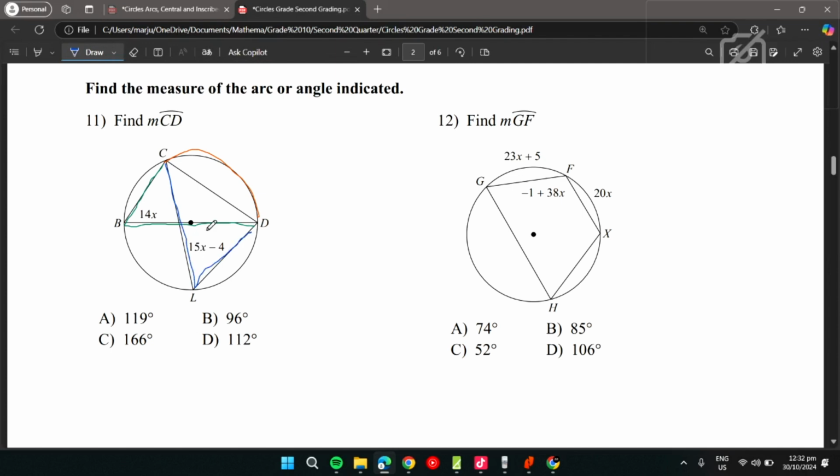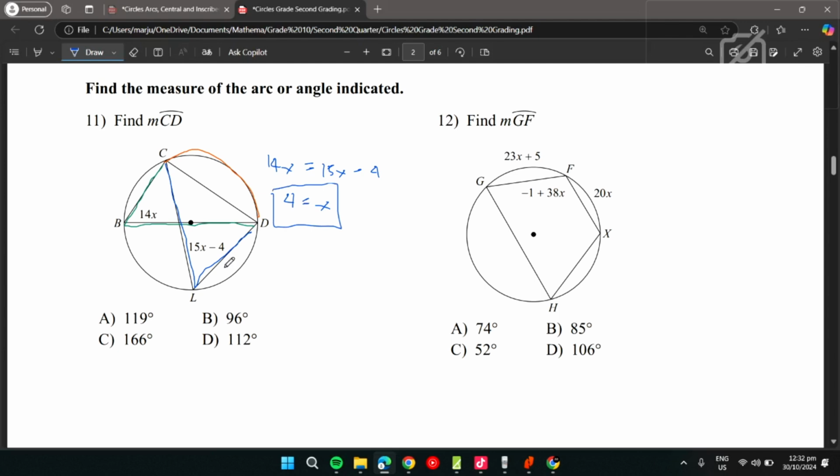Now, the theorem says if two inscribed angles intercept the same arc, they are equal. So 14x is equal to 15x minus 4. We'll solve for x. This is 4 equals x.